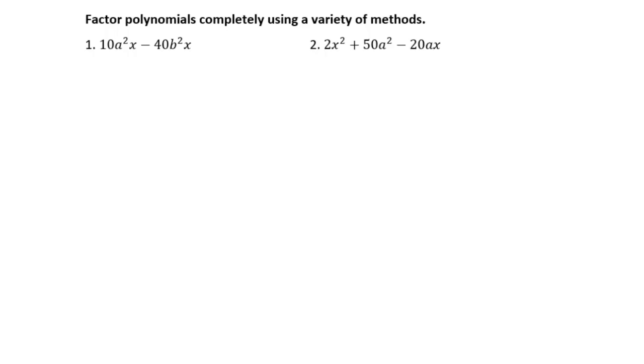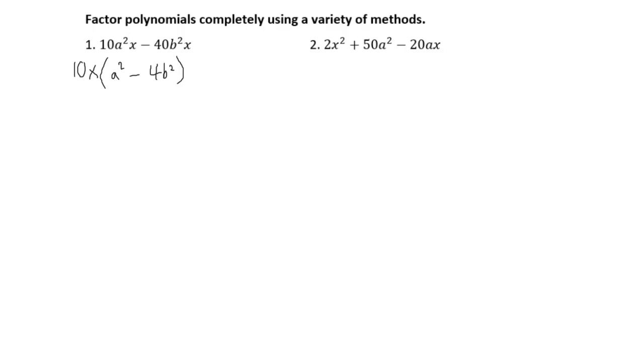All right, so here we're looking at this and we can see that we have x's and we have tens, multiples of tens. So we're going to start with GCF. We're going to factor out a 10x. And that's going to leave an a squared minus 4b squared. So we factored out a GCF, and now we have difference of squares.